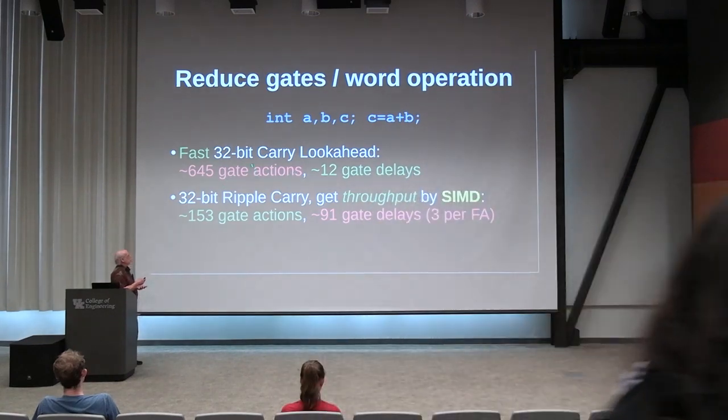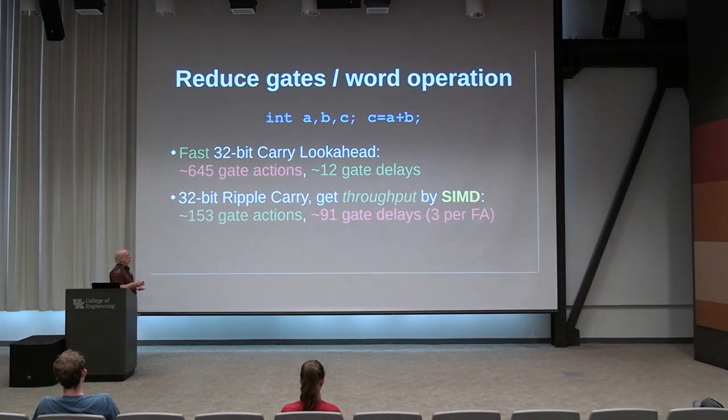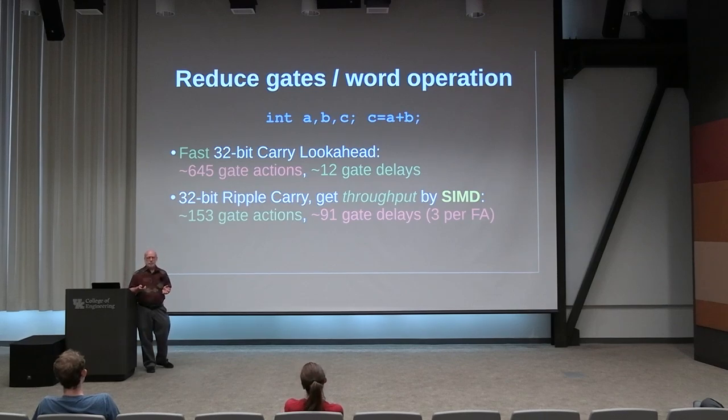So this is what's normally done, but if I actually do this, I can get myself down to 153 gate actions for doing the same 32-bit adder. Now the problem is, it's slower: 91 gate delays instead of 12, right? But if you think about it, if I had eight operations being done simultaneously, this thing here and this thing here are going to be the same speed. I can get the same throughput, same number of adds done per unit time. So if I use SIMD parallelism, which again, parallel processing is the way to get speed up anyway, we do that all the time. If I just use a little bit more parallelism, this can get me the same performance, but with lower power consumption.